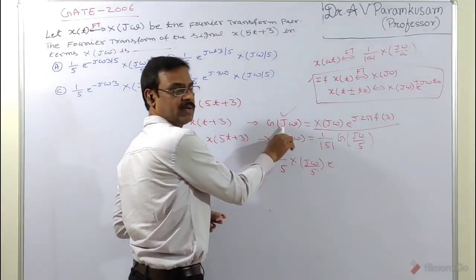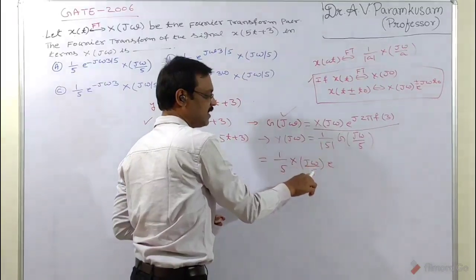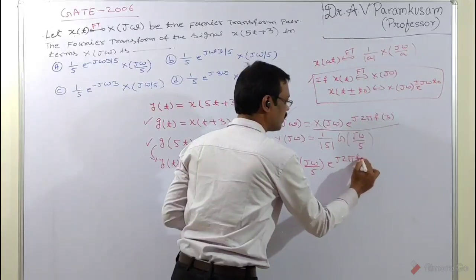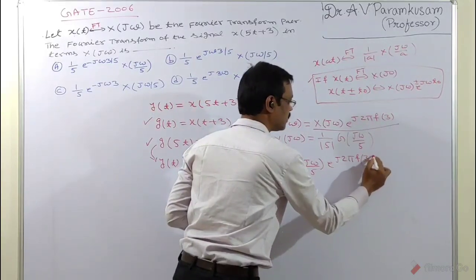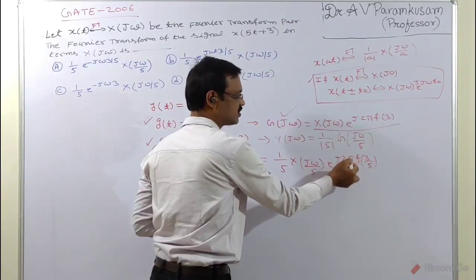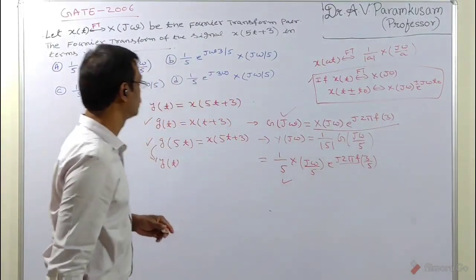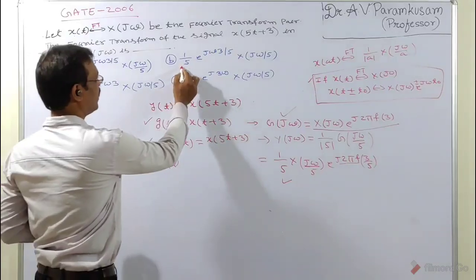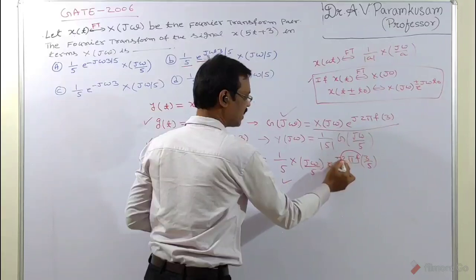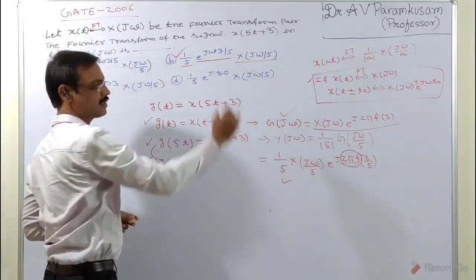So this is G of j omega. We need G of j omega by 5. Wherever j omega is there, you just substitute j omega by 5, e power j omega 3 by 5. In place of j omega, you have to substitute j omega by 5. So this is the answer. So out of these, 1 by 5 e power j omega 3 by 5 and x of j omega by 5, this is the correct option.